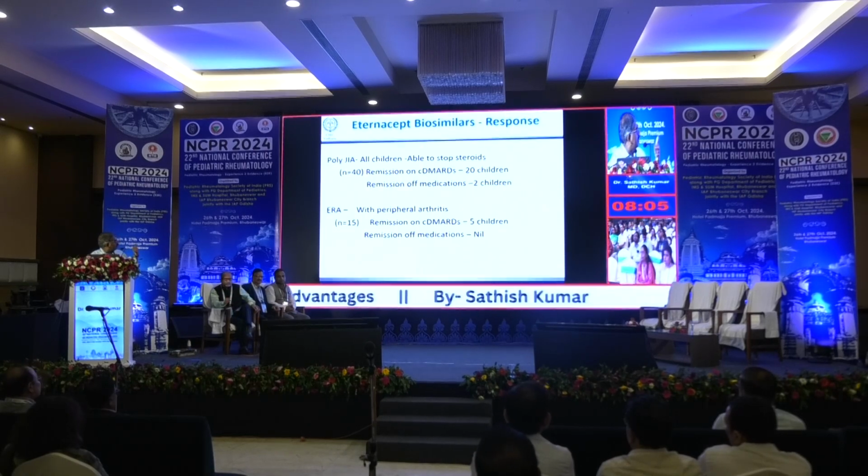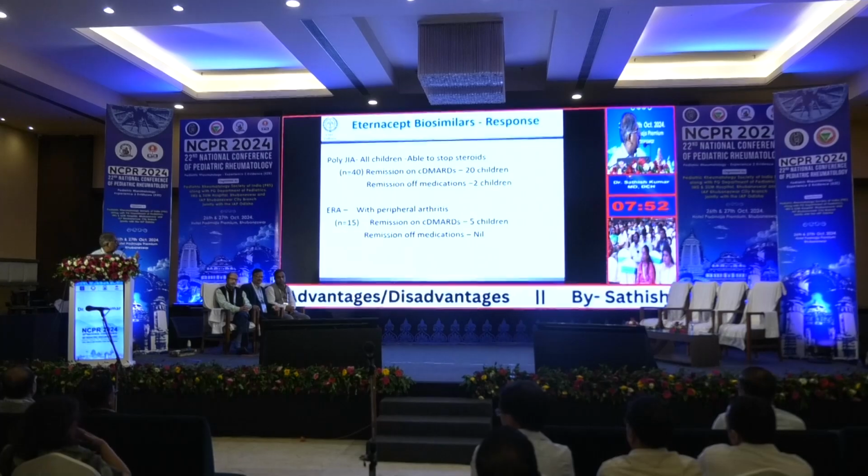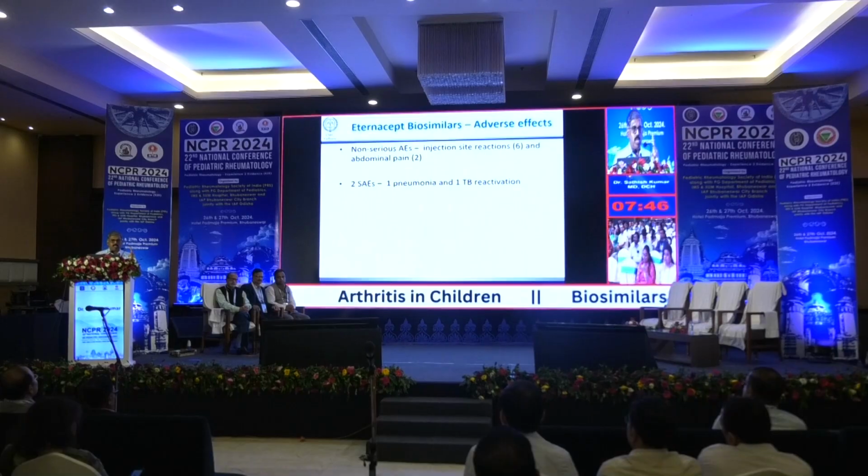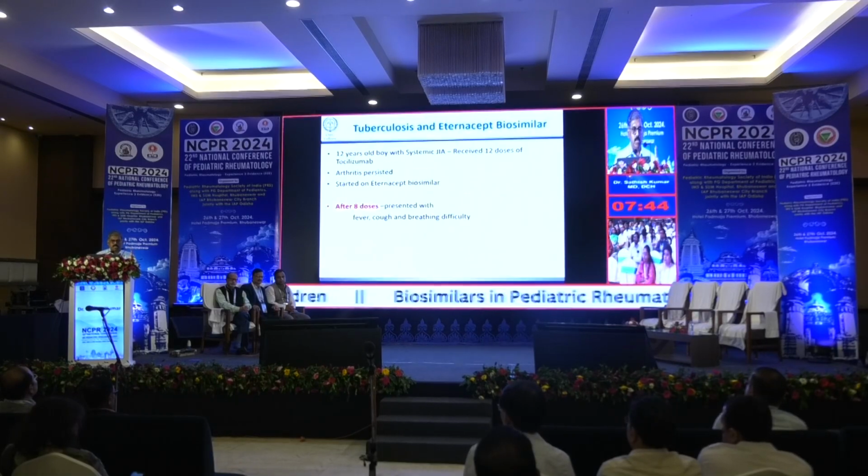So you can see here 20 children in remission on conventional. With the conventional DMARDs, we are able to maintain the remission as per the Wallace criteria. We were able to stop the medications also in 2 children, and they do the same thing with the enthesitis-related arthritis also, and no major serious side effects. We have seen 1 child with pneumonia and 1 child with TB reactivation.